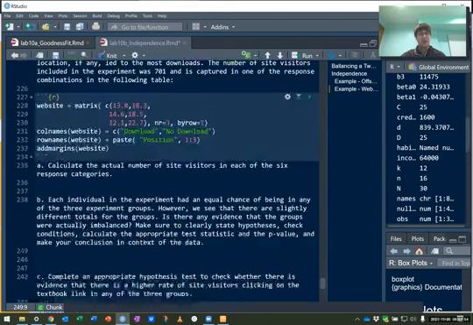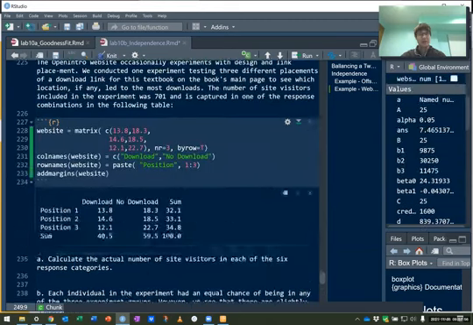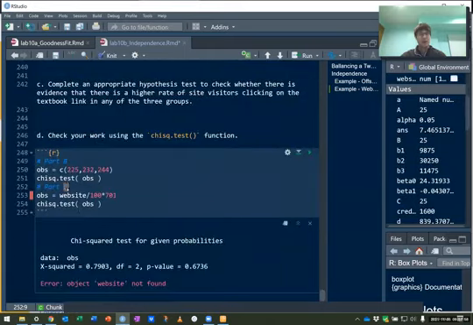Oh yeah, I have to run the website here. So this is the website example, and this is the offshore drilling example. So you can use that to check your work.